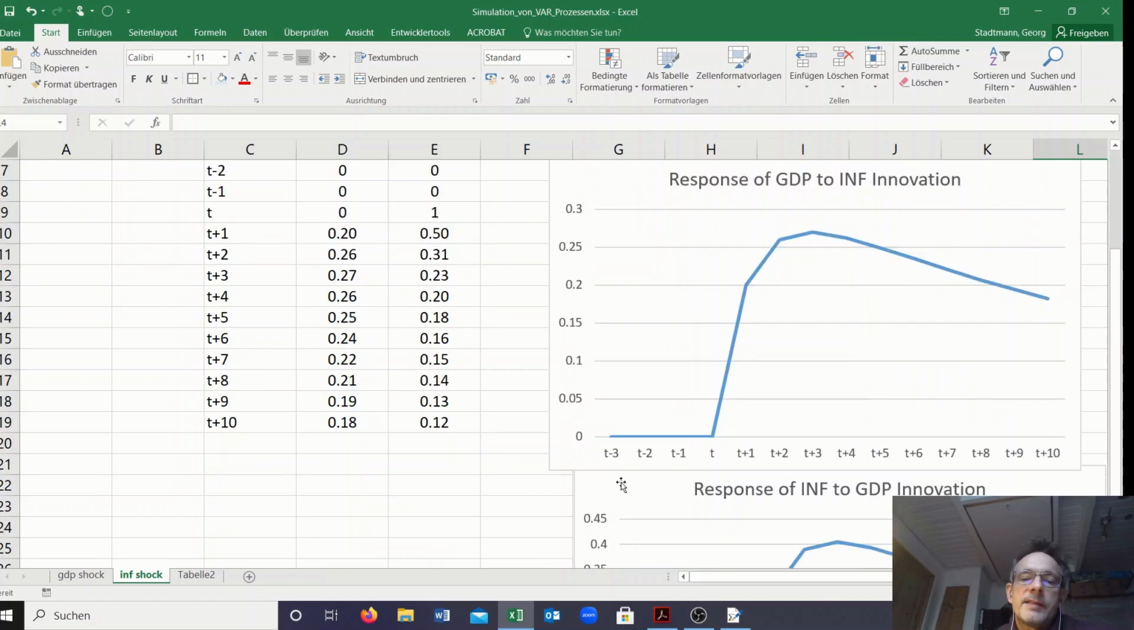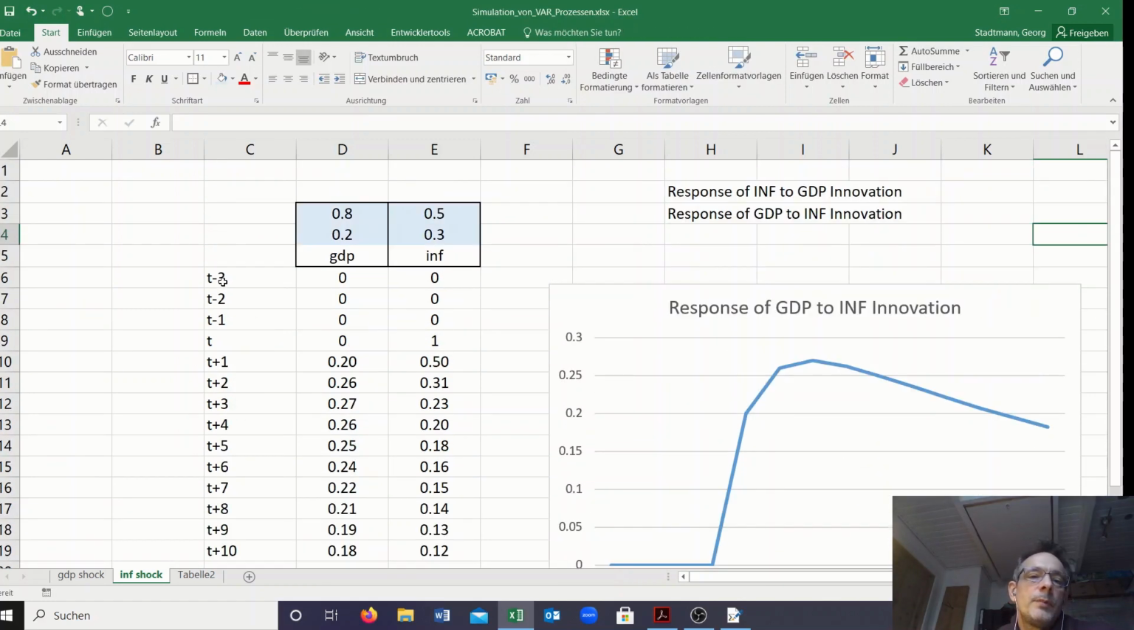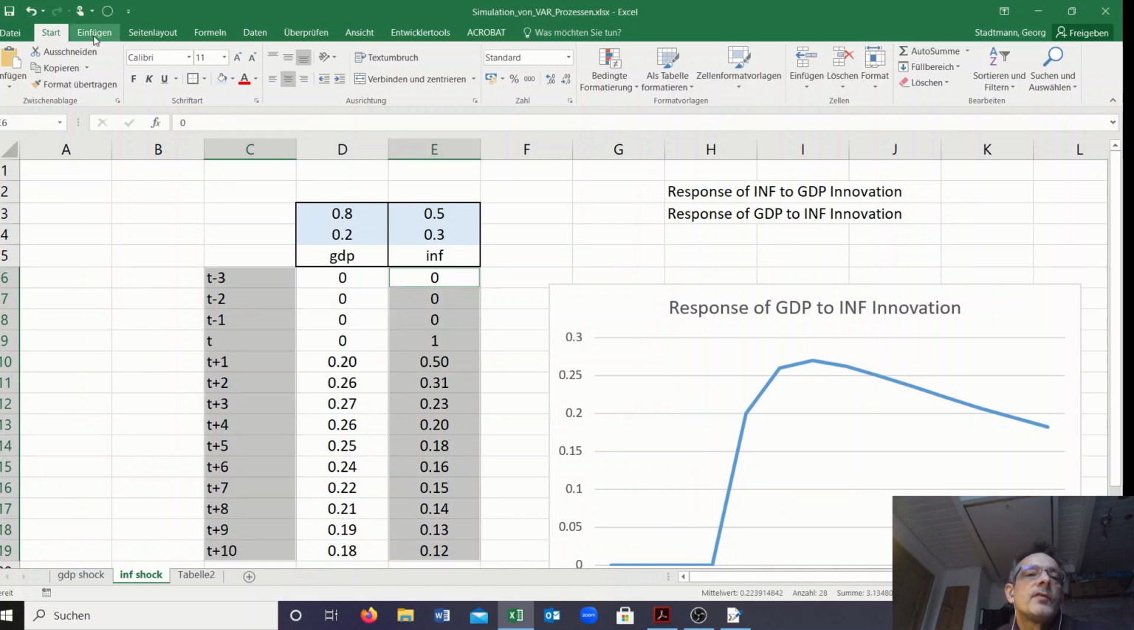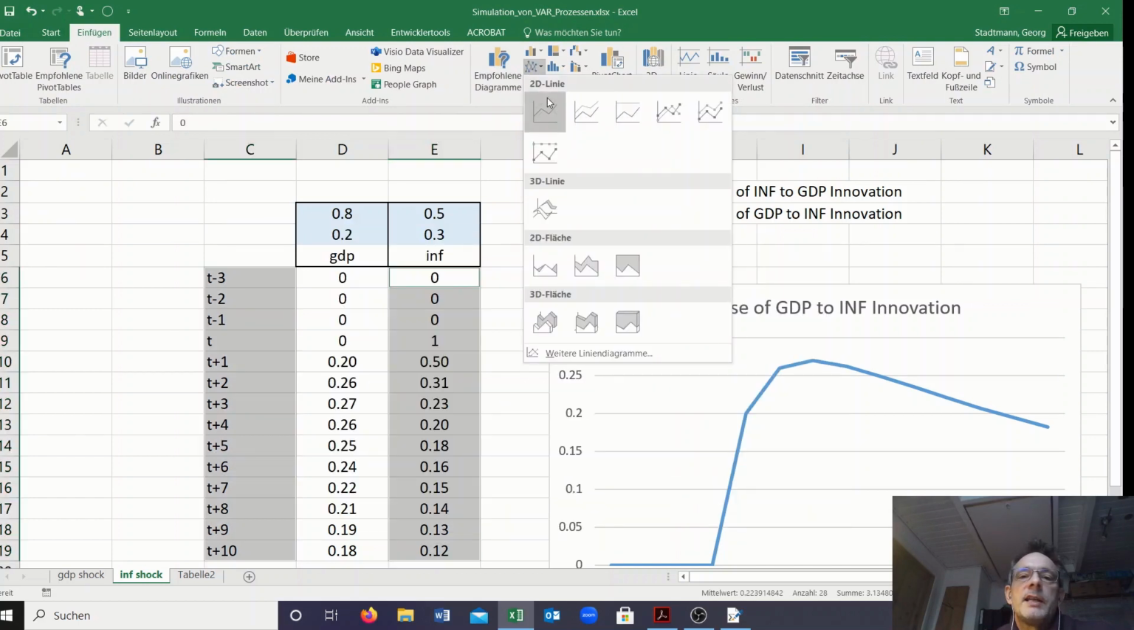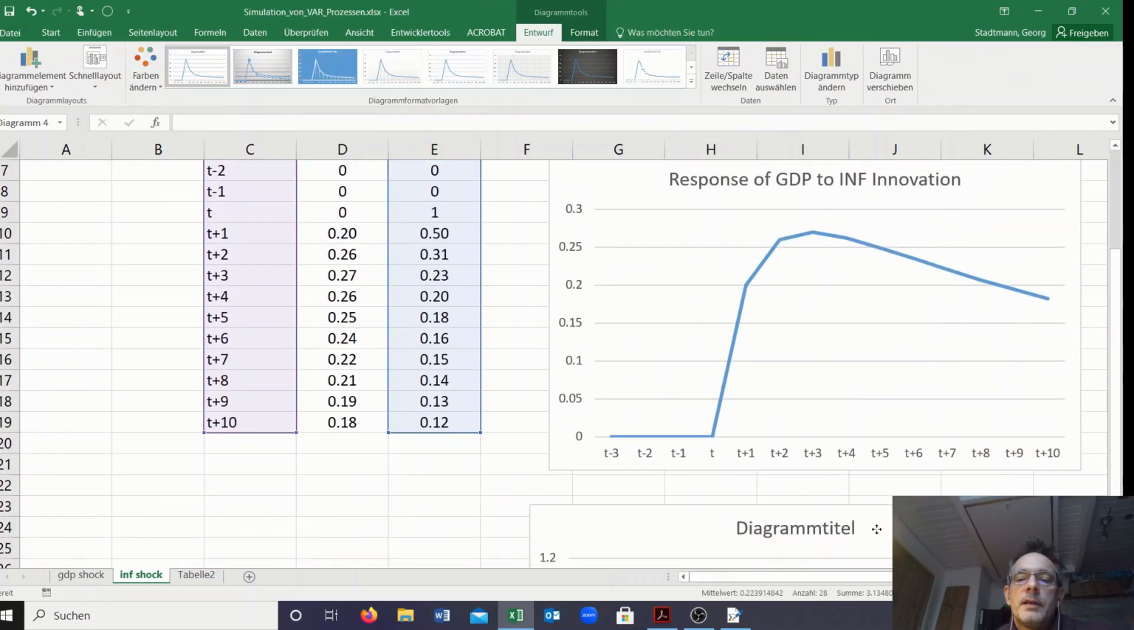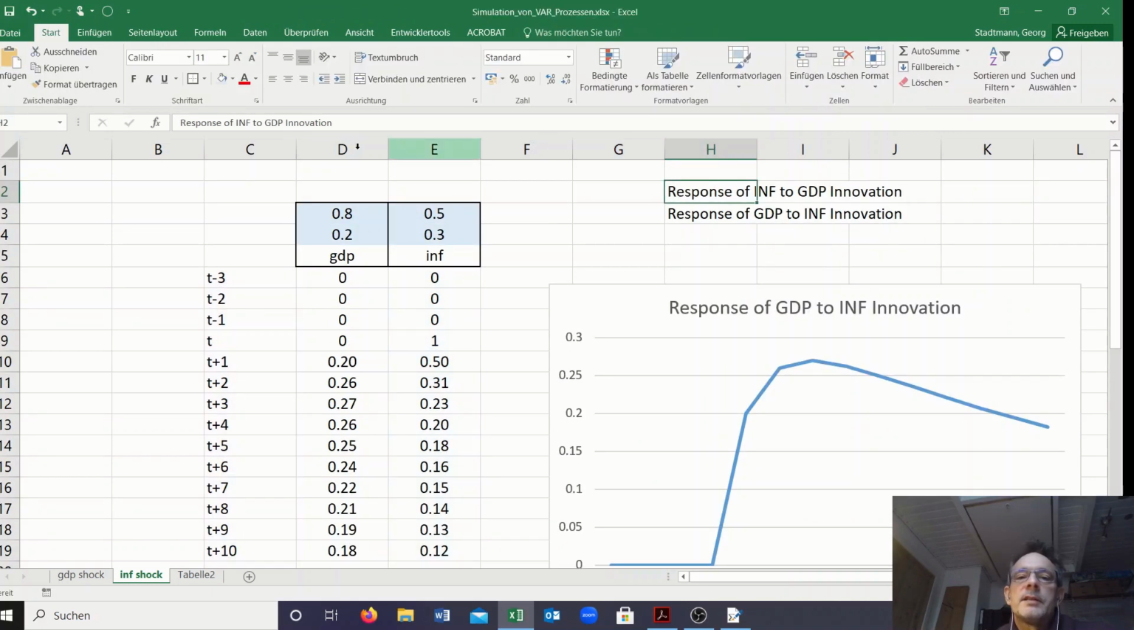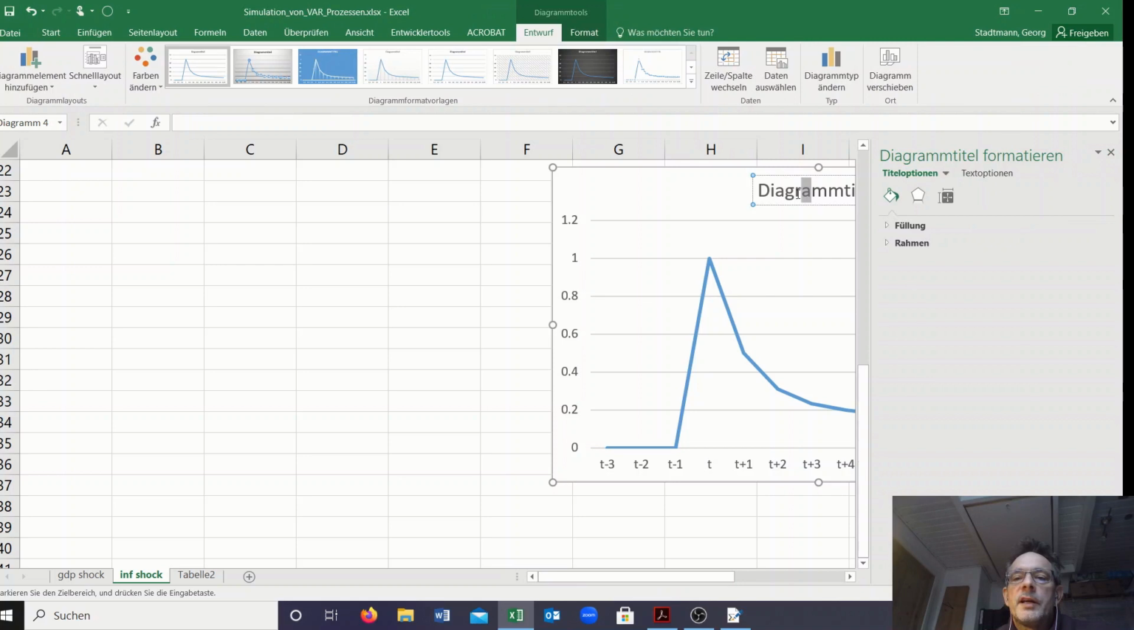And then the second diagram will be the inflation series. So I also insert a line diagram like the first one. And then I'll also put a label on this diagram, which is the inflation time series due to an inflation innovation, an inflation shock. So let's change this title here.